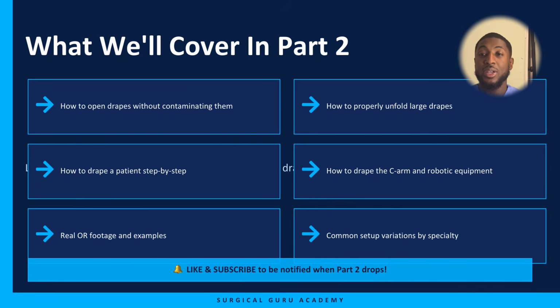And here in this slide, I want to tell you what we will cover in part 2. We will cover how to open drapes without contaminating them, how to drape without contaminating yourself or the drapes, how to properly unfold large drapes, how to drape a patient step by step, how to drape the C-arm and robotic equipment.